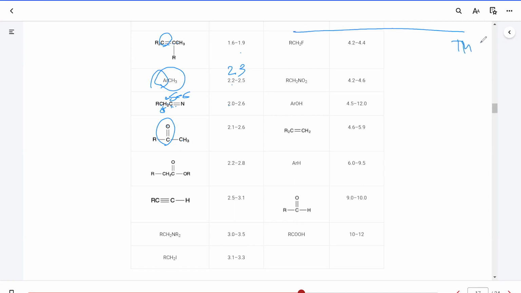TMS. TMS, the signal that appears at 0. This is tetramethylsilane, and it is going to show a peak at 0. That's for highly shielded hydrogen. So when you have this compound, the electronegativity of Si is lower than carbon, so it doesn't pull any electrons from hydrogens. So this is highly shielded, so it would show at 0.